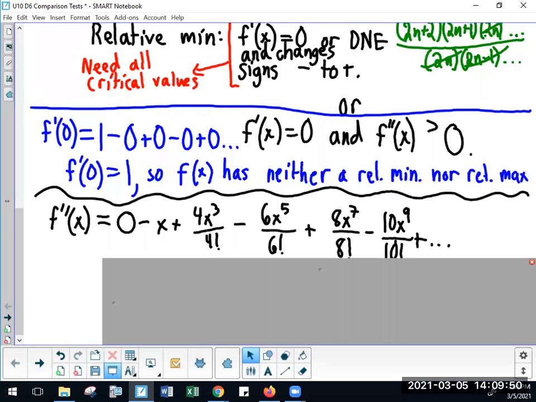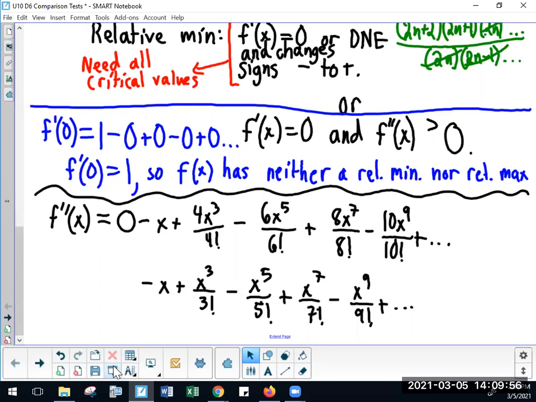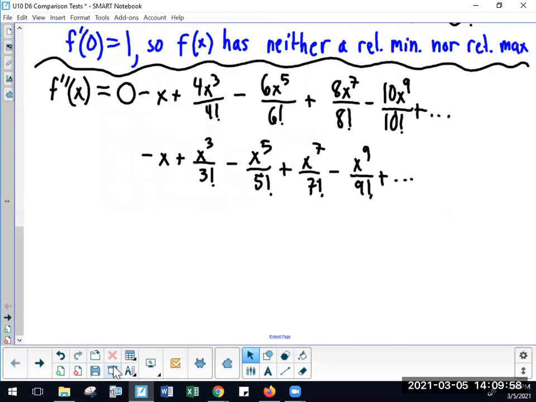All right, then. So that's f double prime of x. You could do a couple more things here. The first one is simplify, and notice how 10 divided by 10 factorial, the 10s would cancel, and you'd have 9 factorial. You'd have 8 divided by 8 factorial, the 8s would cancel to 1, and you'd have 7 factorial in the denominator. That's pretty nifty.